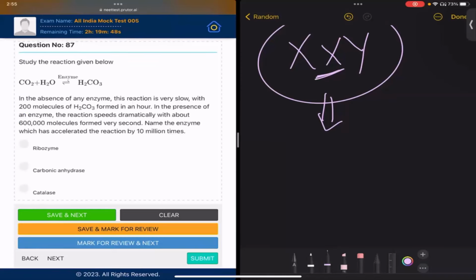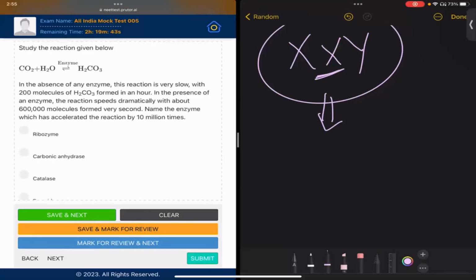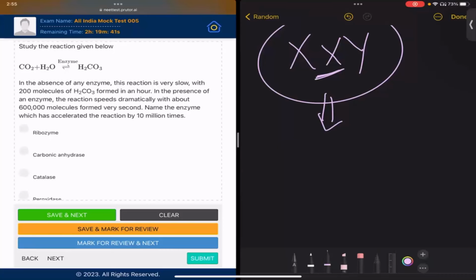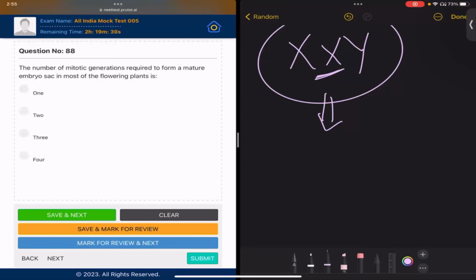Okay. Absence of enzyme. Name the enzyme. कौन सा enzyme है जो ये reaction करवा रहा है? कुछ नहीं है. This is just a typical NCERT line को copy करके दिया हुआ question. Carbonic anhydrase ये करवाता है आपका रिएक्शन, ये वाला.